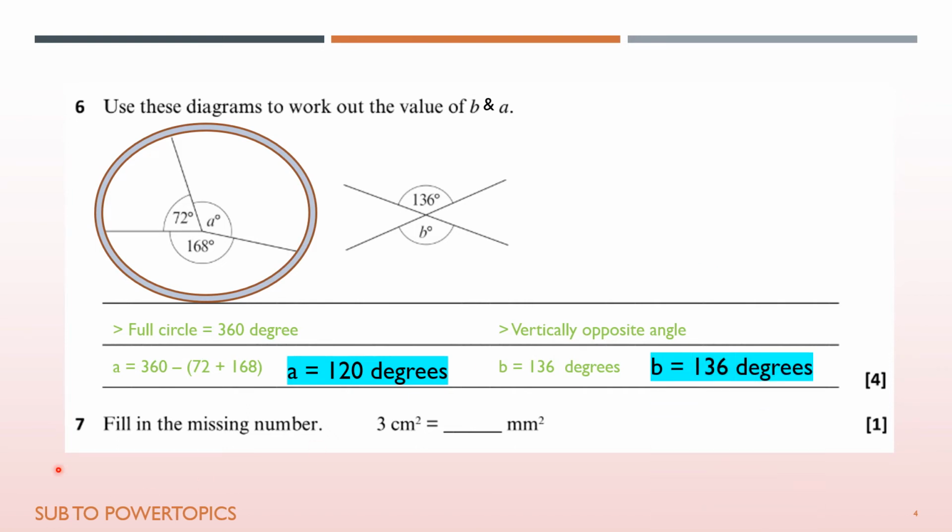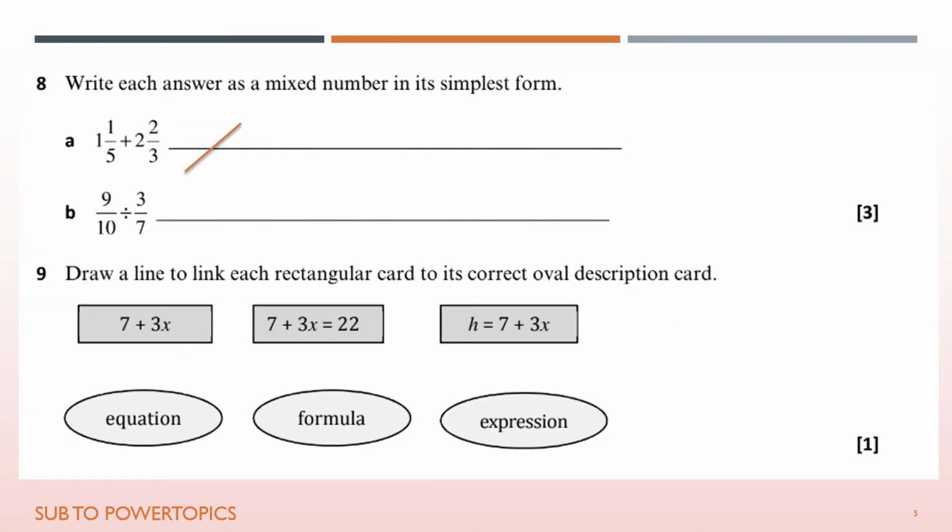Now question number 7, 3 centimeter squared equals 300 millimeter squared. Question number 8, we have to solve A and B and write the answers as mixed numbers in their simplest form.